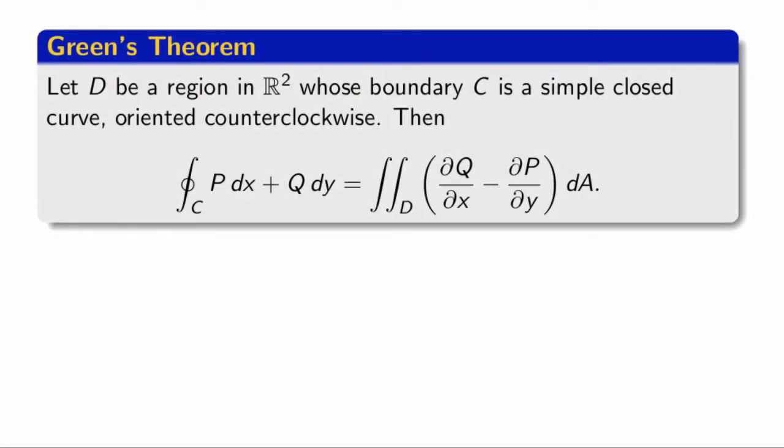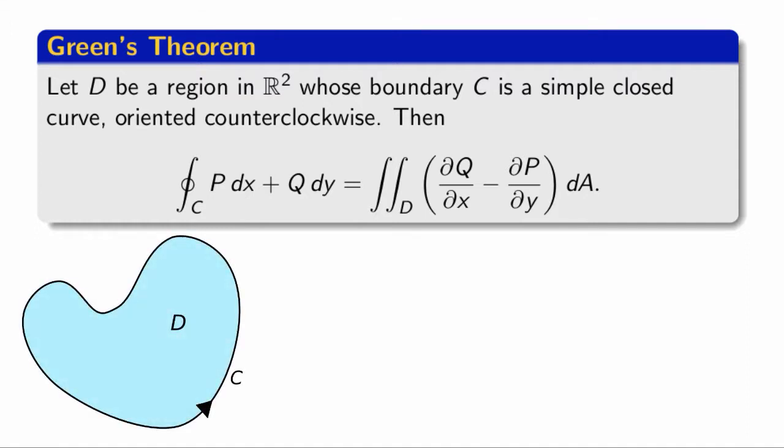Let D be a region in R2 whose boundary C is a simple closed curve oriented counterclockwise. Then the line integral around C of the vector field with components P and Q is equal to the double integral over the interior region D of dQ/dx minus dP/dy.